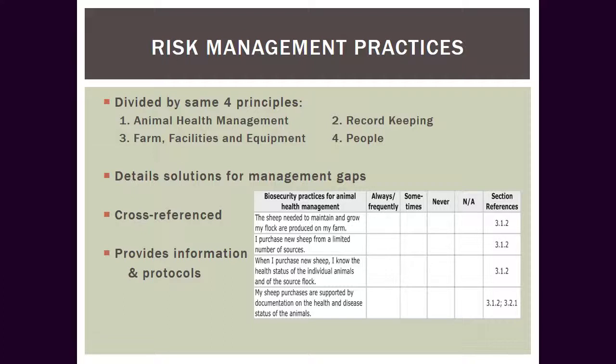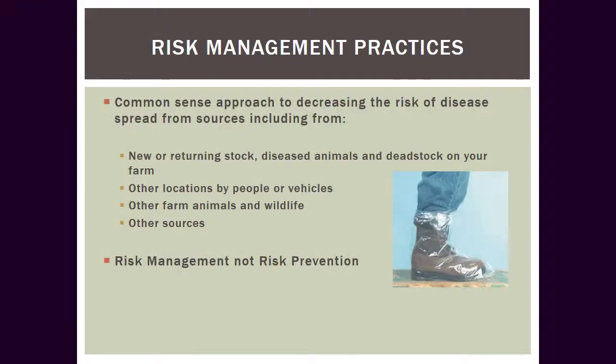For example, Section 3.1.2 will help you learn more about why it is important to buy replacement breeding stock from a limited number of sources. Using this format, the Planning Guide helps producers develop a comprehensive program that will consider all sources of disease transmission entering, within, and exiting your flock.